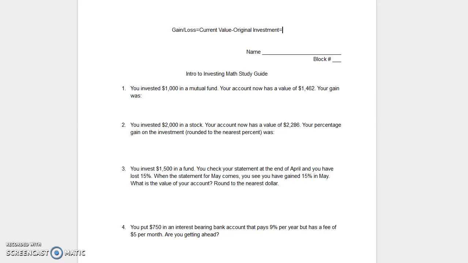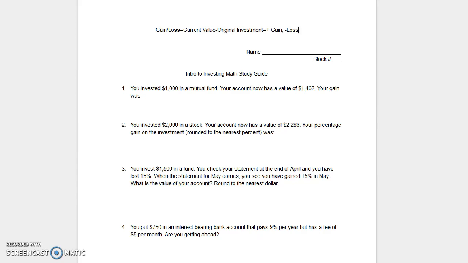If we subtract our original investment from our current value and get a positive number, we know that we've had a gain. If we subtract our original investment from our current value and get a negative number, we know we've taken a loss. So it's important to understand and know how to calculate whether we've gained or lost on our investment within a certain period of time before we begin. So let's take a look at number 1.